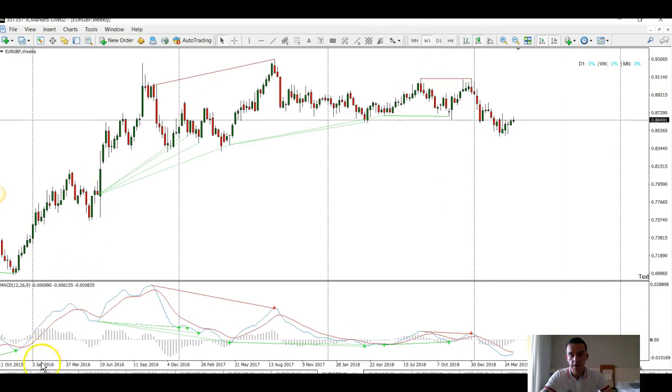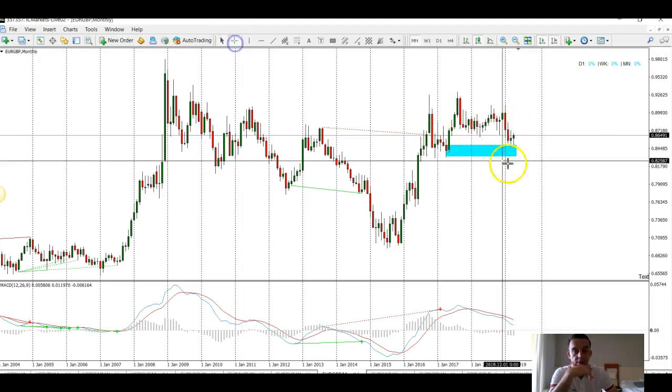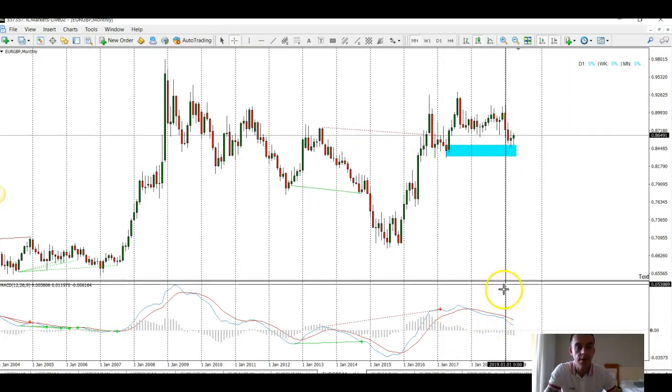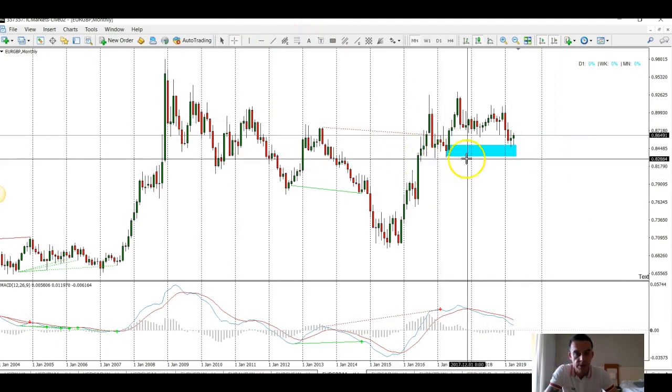Euro British pound. Okay, so Euro British pound. Let's go to the monthly. Okay, so you can see the first few months of the year tested this monthly zone here. You can see it was sort of distributing here. You come down to get the break, the test. This is what I'm talking about, the break and the test of moving for the next cycle down. This sort of confirms what's likely to happen over the next coming months.